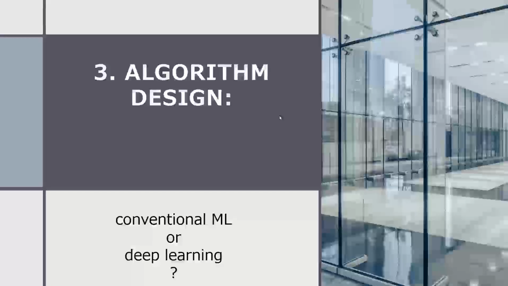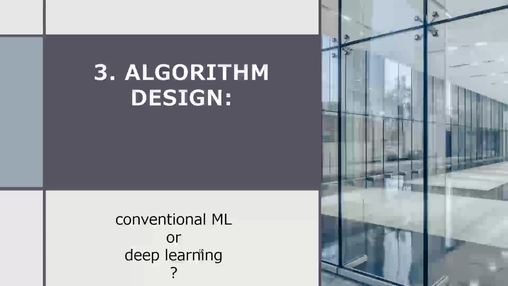Second, we'll talk about algorithm design. Here I say algorithm design, but really I mean the data model. So typically, you have two main choices, conventional machine learning or deep learning. In the notebooks that you were given, Notebook 3 was a conventional machine learning algorithm, and Notebook 4 was a deep learning algorithm.